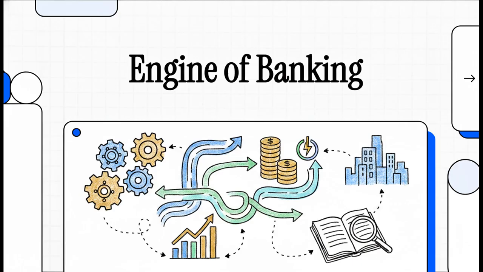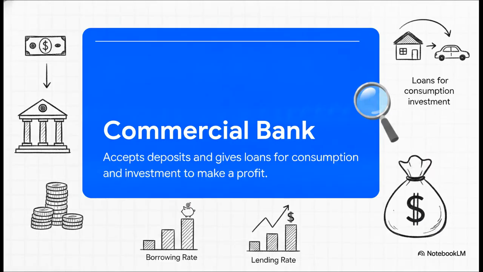Today, we're doing a deep dive into the primary functions of commercial banks, and we're going to break down the mechanics of this financial engine step by step. So right off the bat, what actually is a commercial bank? At its core, it's a financial institution that takes in deposits from the public and then turns around and gives out loans for consumption and investment. But, and this is the absolute most vital takeaway here, despite all the different things they do, their primary motive is always to make a profit.